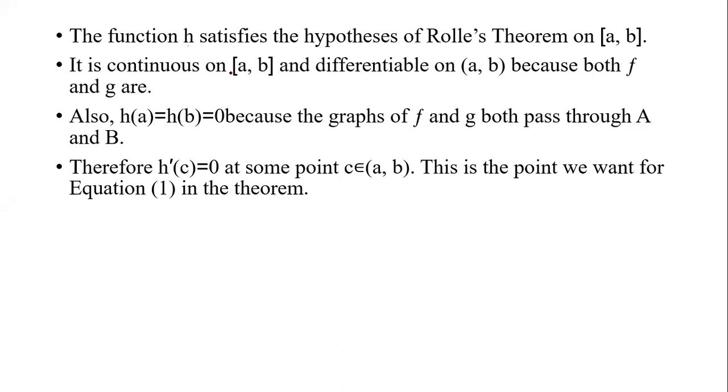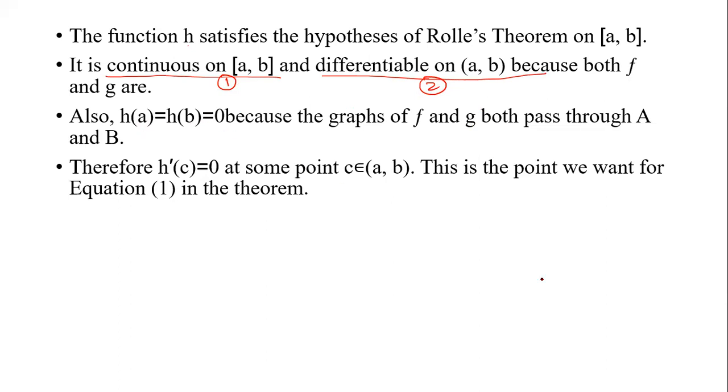What are the two conditions? One is continuous on the closed interval [a, b]. Another one is differentiable on the open interval (a, b). Two conditions satisfied. This is condition 1. This is condition 2. But in Rolle's theorem, there is a third condition. What is the third condition? h(a) equals h(b).